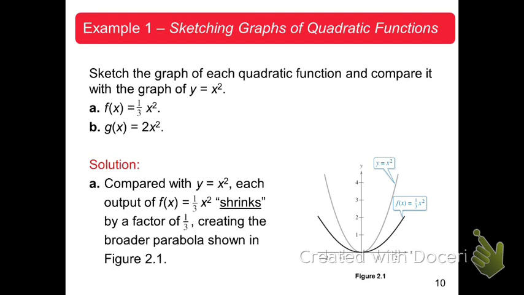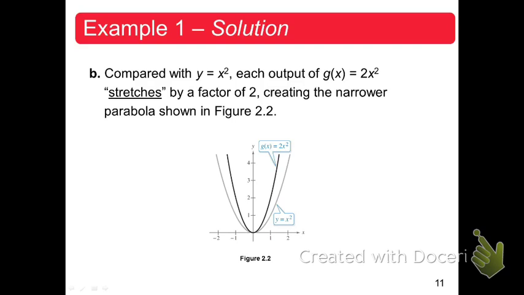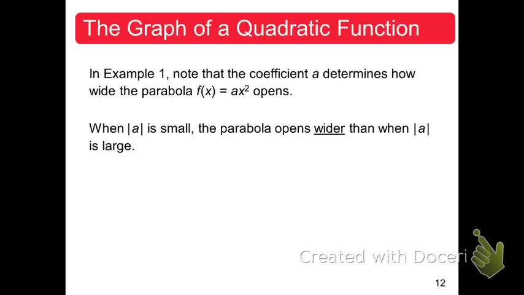So you see here formally these graphs drawn. We see we have a shrink, or my graph is wider. And here we see the function stretches, so my graph is narrower, or skinnier is what I've called it. So as we mentioned in that last example, the a determines how wide or skinny the parabola is. So when a is small, the parabola opens wider. When a is larger, it is narrower.